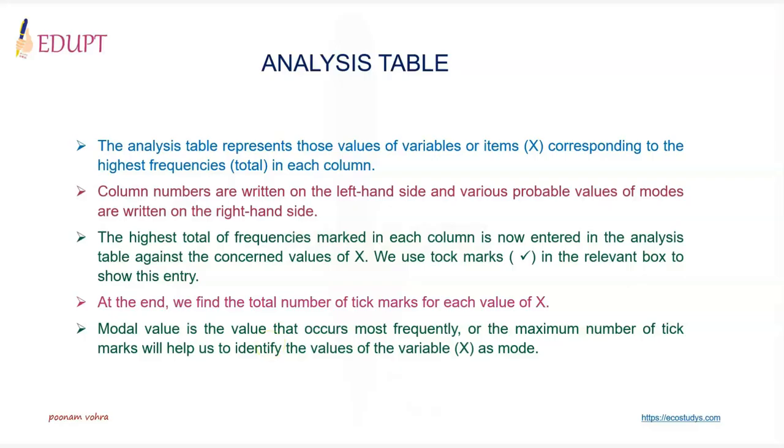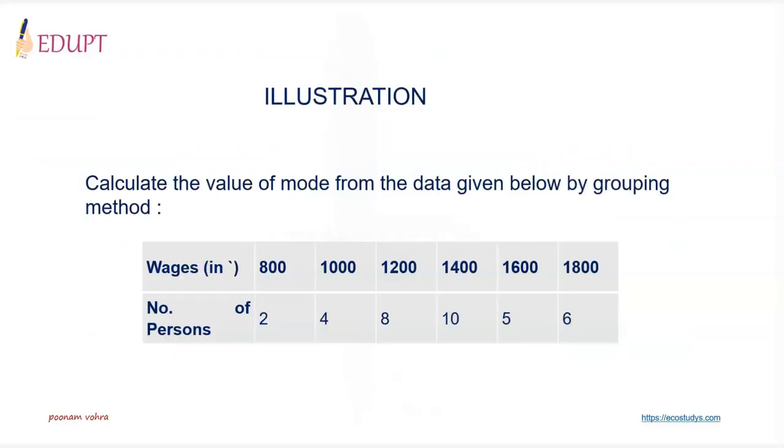Let us understand both the grouping and analysis table with the help of an illustration. So have a look at this illustration. You need to calculate the value of mode from the data on wages and number of persons as given here by the grouping method. Now let us understand the grouping table.